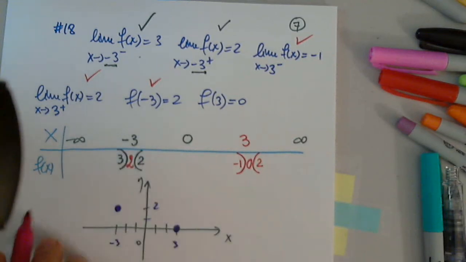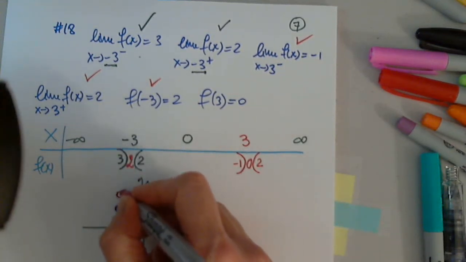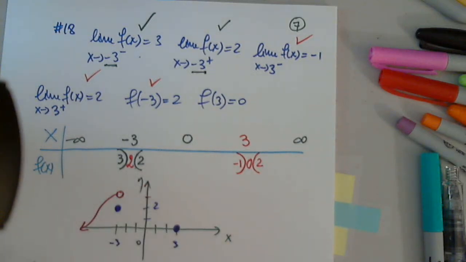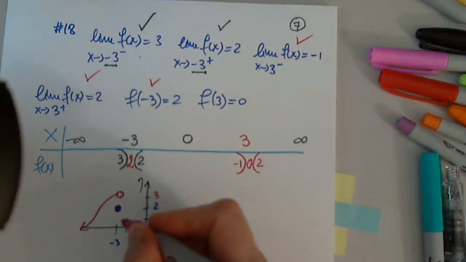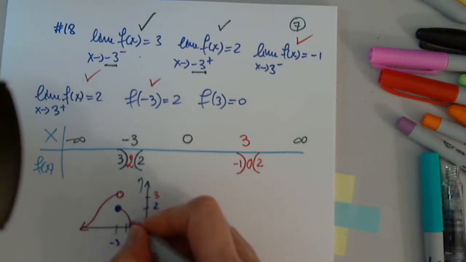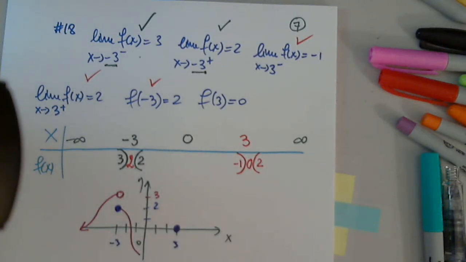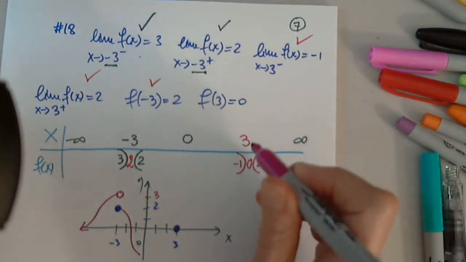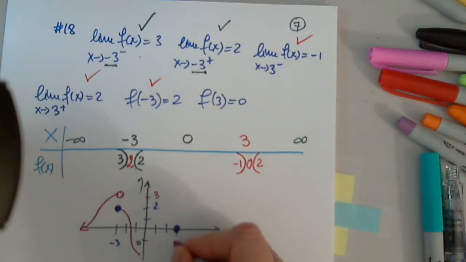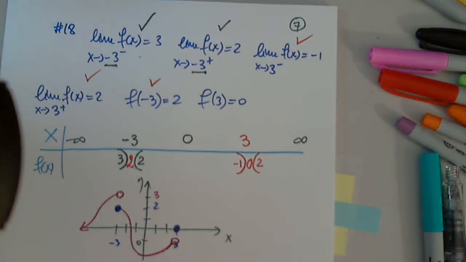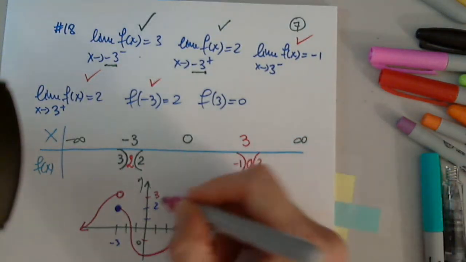The limit from the left is 3. As x approaches negative 3 from the left, the function values approach 3. The limit of the function as x approaches negative 3 from the right is 2. Okay, so the limit of the function as x approaches negative 3 is negative 1. And the limit as x approaches 3 from the right is 2.